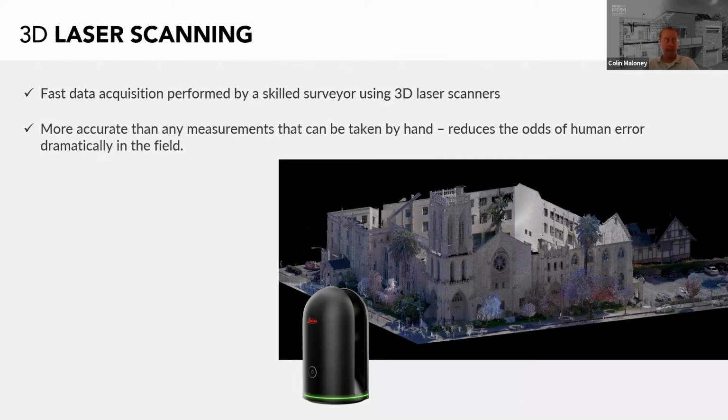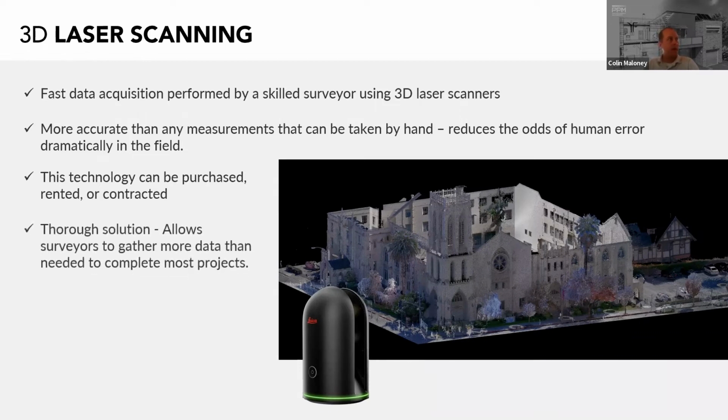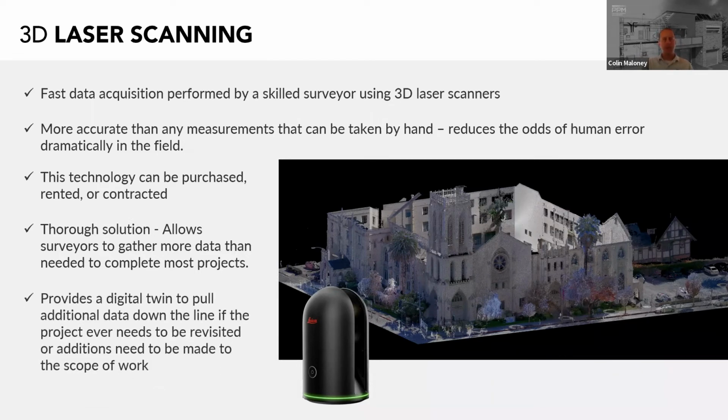More accurate than any field measurements can be taken by hand. It reduces the odds of human error dramatically in the field. And we all know about that, I'm sure. This technology can be purchased, it can be rented, it can be contracted out. It's a thorough solution. It always allows surveyors to gather more data than needed to complete most projects. And it provides that digital twin to pull additional data down the line if the project ever needs to be revisited or additions need to be made to the scope of work.